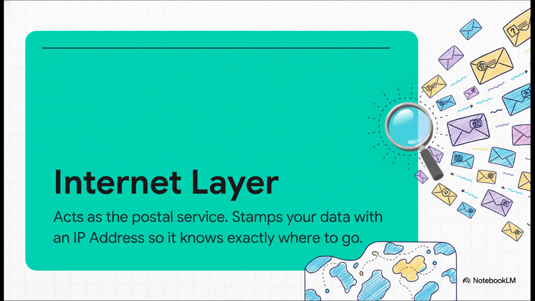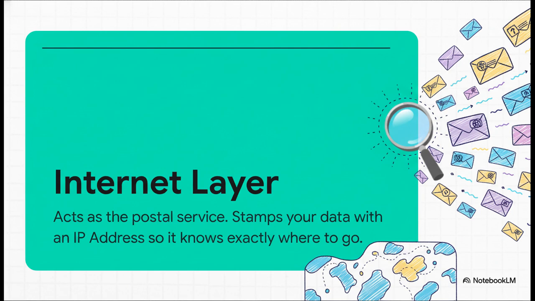So we've decided how to send the photo reliably with TCP. Now we have to figure out where it's going. And that's the job of the internet layer. This layer is basically the digital post office. It takes our data and slaps a big ol' shipping label on it, the IP address.